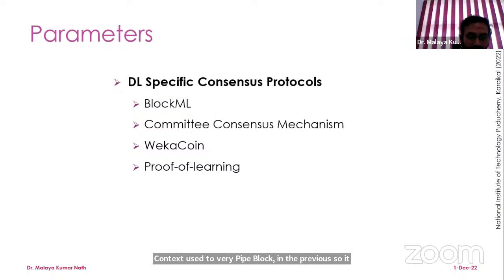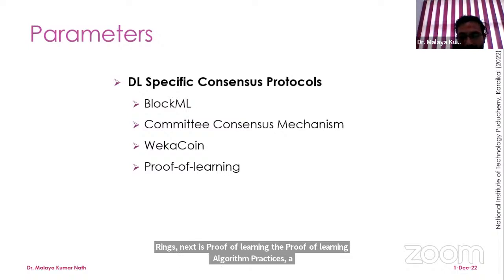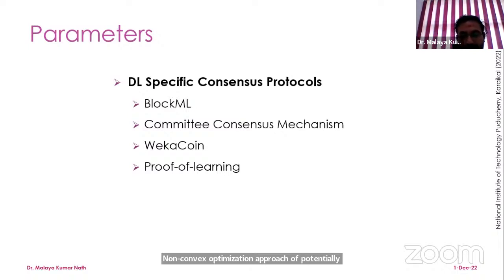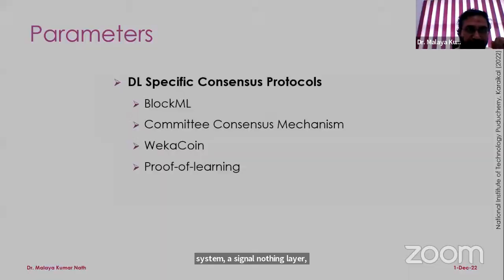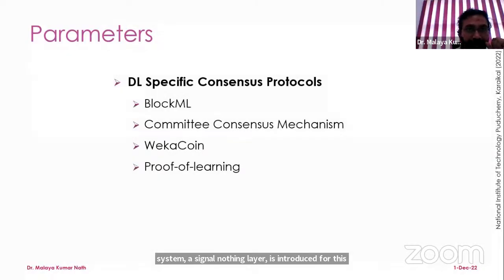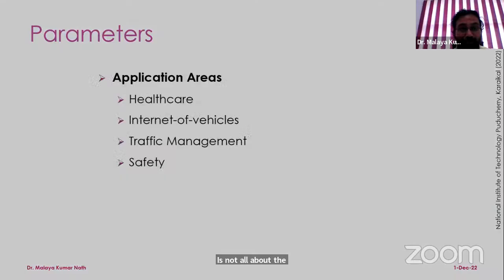Next is proof of learning. The proof of learning algorithm practices a non-convex optimization approach for potentially large-size neural networks and exhibits NP hardness characteristics because of the computational complexity in solving the asymmetric challenges. In this system, a secure mapping layer is introduced for tamper prevention. So this is all about the parameter, that is, DL-specific consensus protocols.